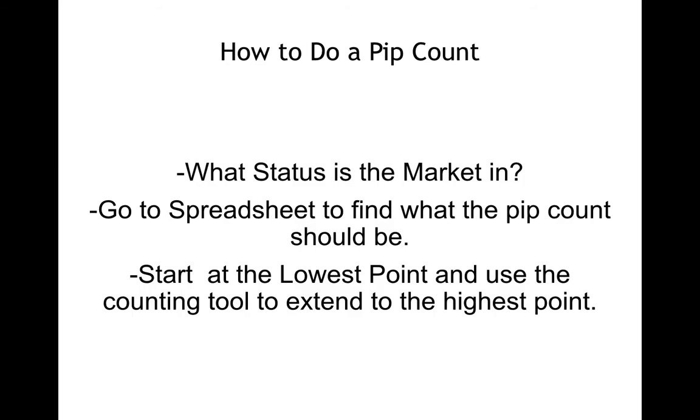What status is the market in? Then you're going to go to the spreadsheet, plug in the weekly average, and find out what the pip count should be. Then you're going to use your counting tool on MT4, and you're going to start at the absolute lowest point of the move and continue to the highest point that the move has made. That's going to give you the pip count, and this is going to tell you whether the pip count has been made or not.